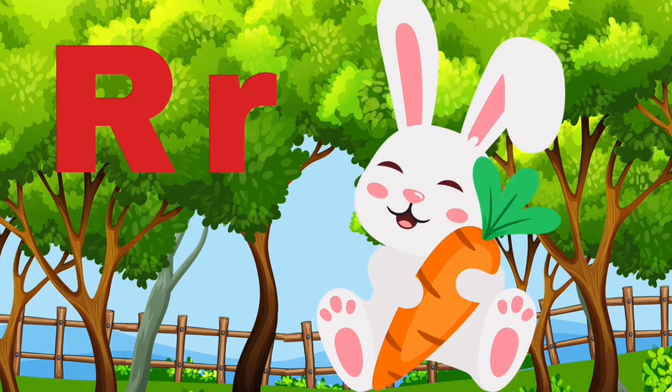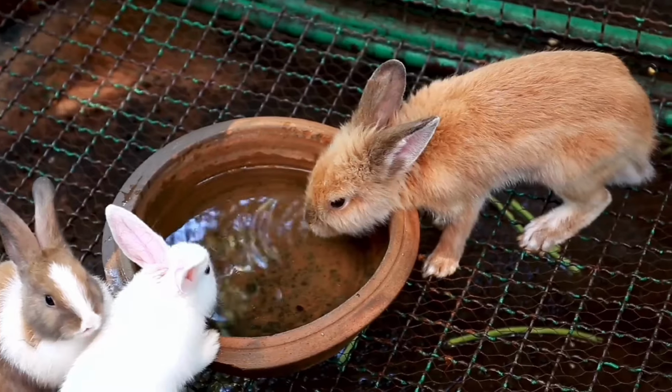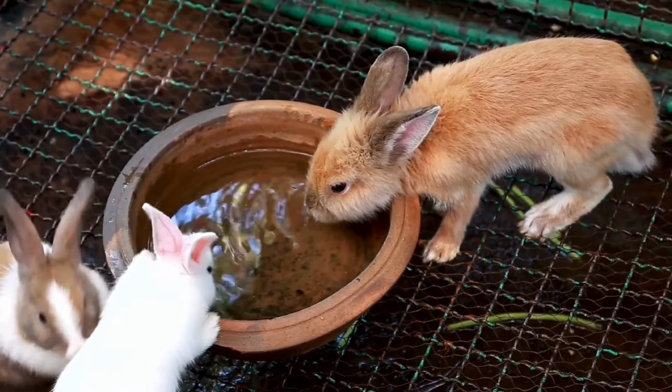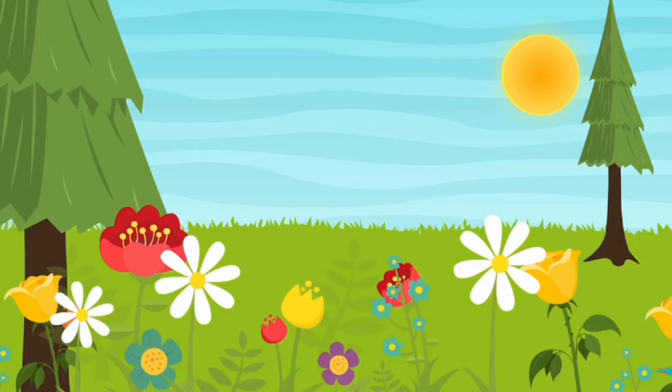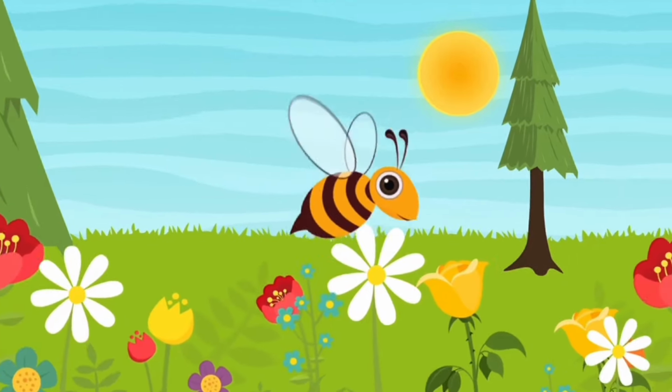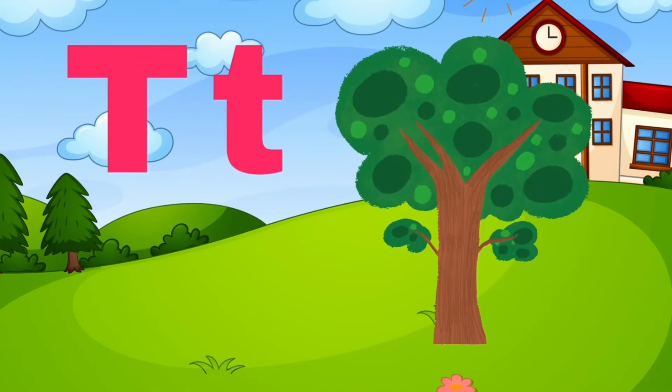R is for rabbit. R, r, rabbit. R, r, rabbit. R, rabbit. S is for sun. Sun. Sun. S, sun. T is for tree.